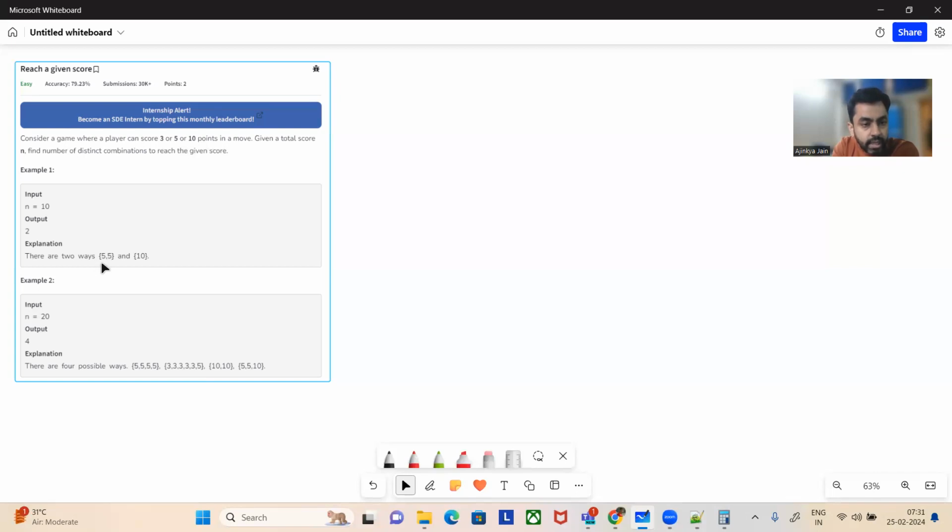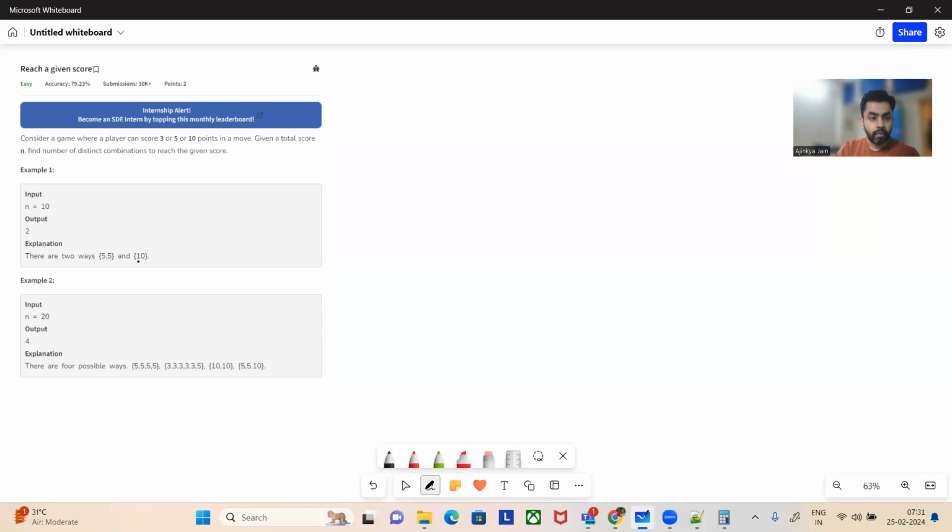Here you see there are two ways, 5 and 5, and 10. We can use a point any number of times, right? So here we have to use the same point 5 two times. For n equal to 20, the total score, there are four possible ways. What are the four possible ways? One way is 5 used 4 times. Another way is 3 used 5 times and 5 used 1 time. Here 10 is used 2 times, and 5, 5, 10 is 5 used 2 times and 10 used 1 time.